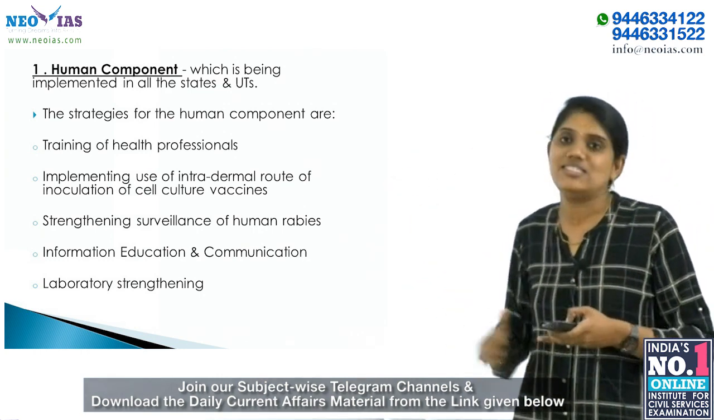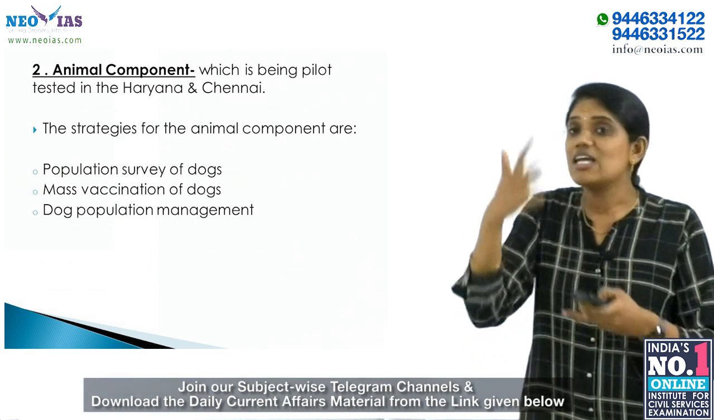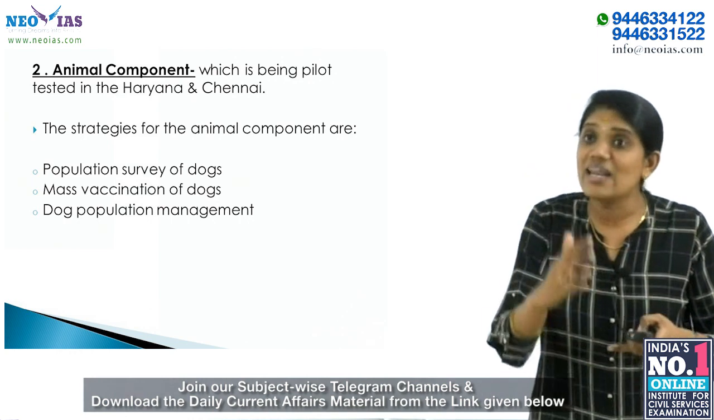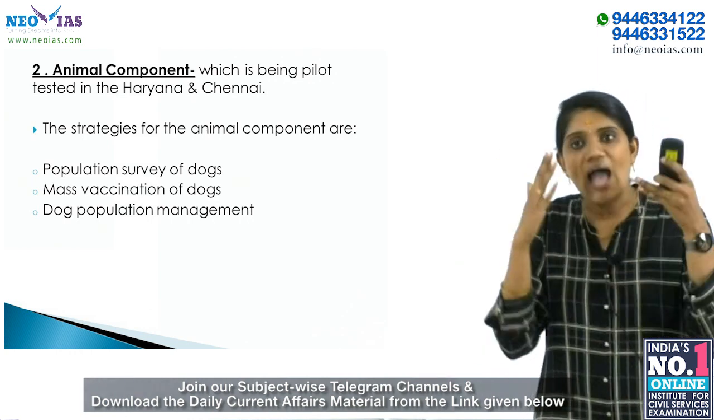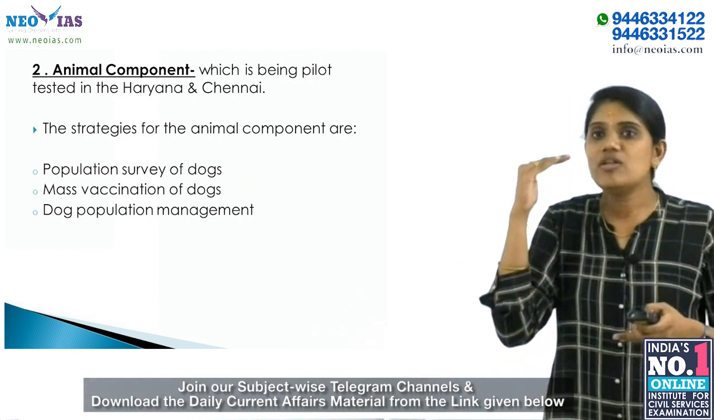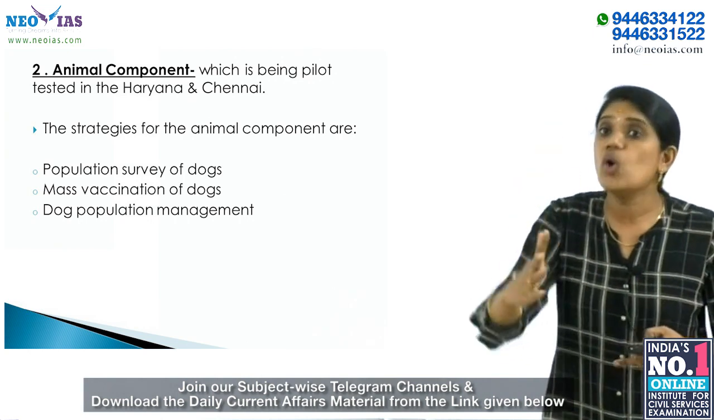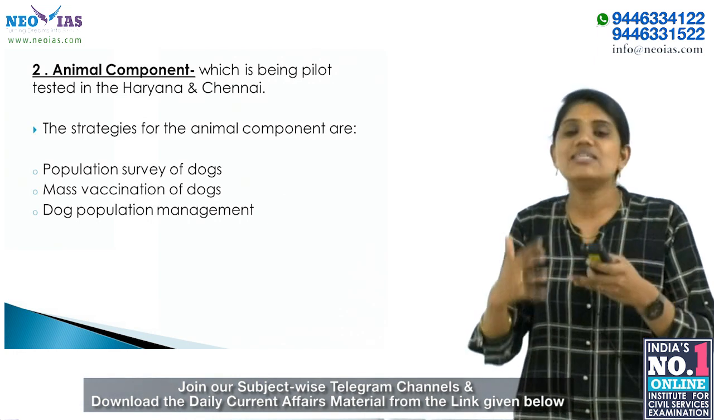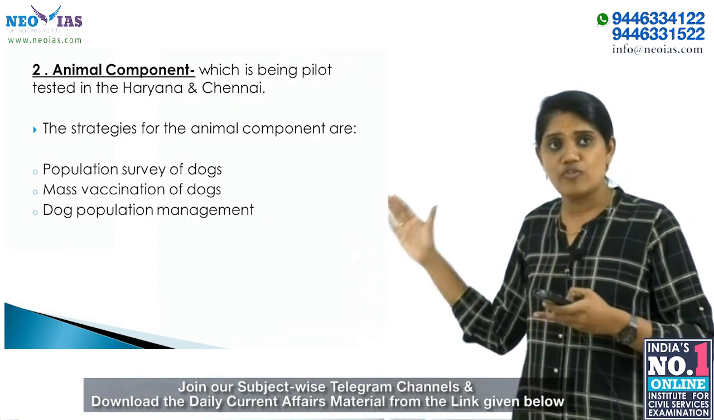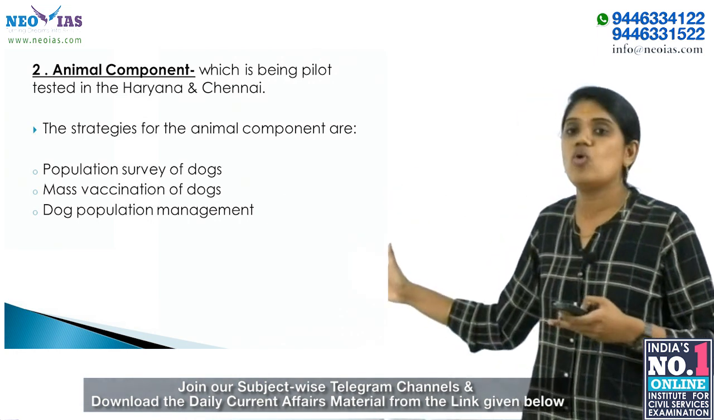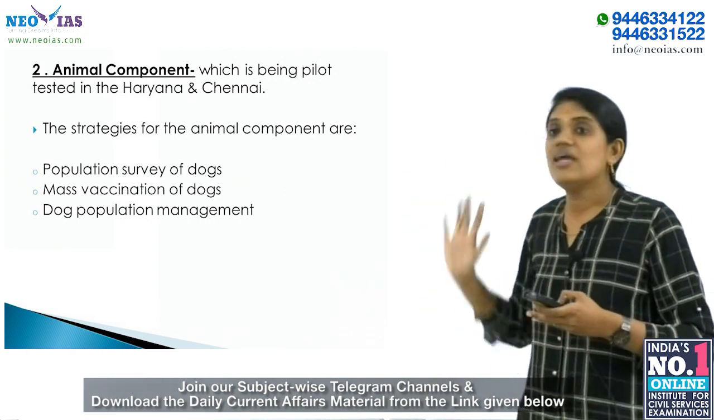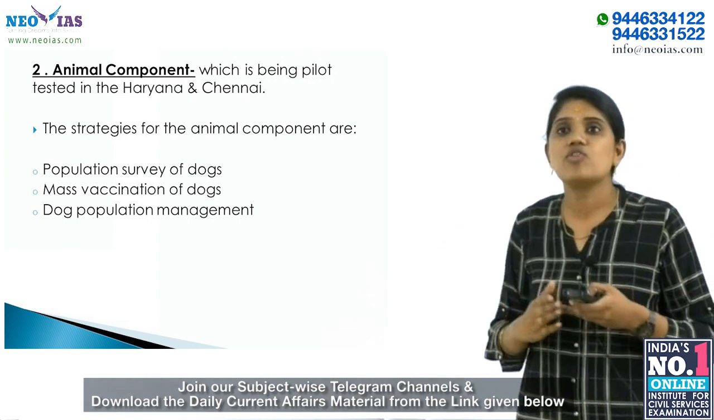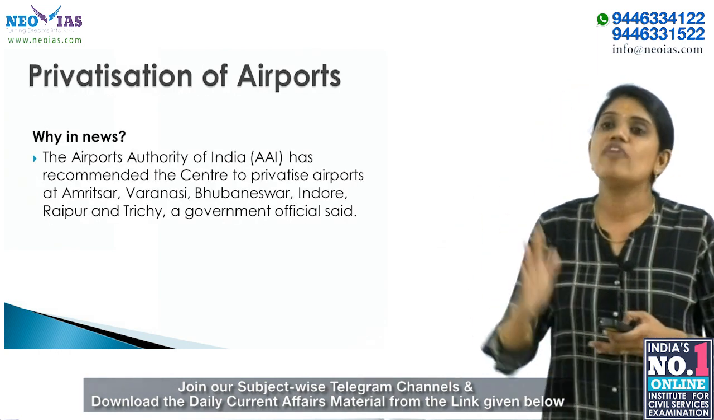And regarding the second component, that is the animal component, which is being pilot tested in Haryana and Chennai. The Animal Welfare Board of India, under the Ministry of Environment and Forest, is the nodal agency for the animal component of the program. Under this, its strategies are population survey of dogs, mass vaccination of dogs, dog population management, etc. Clear? So, that's all.